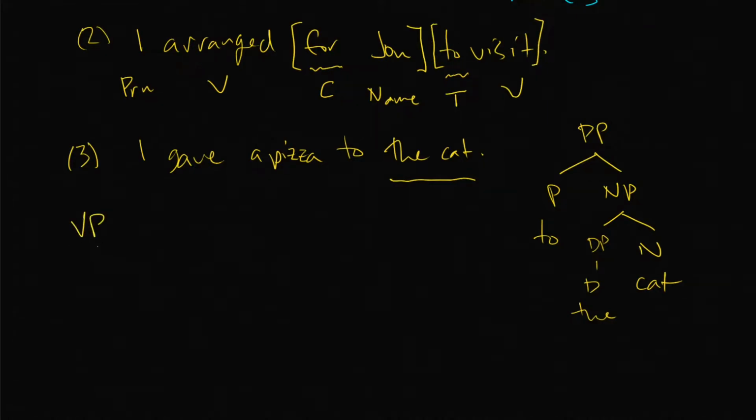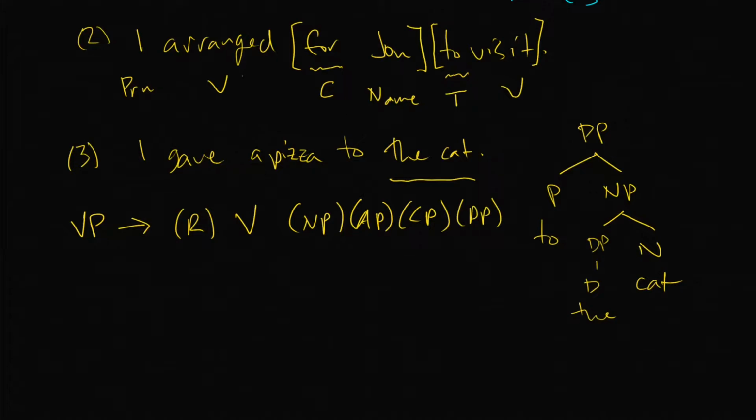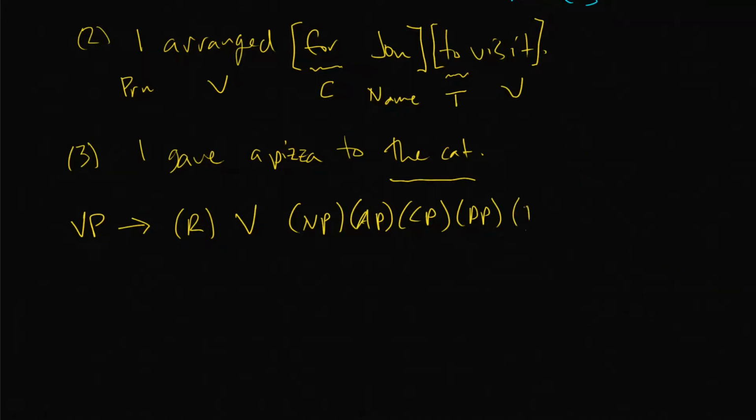This would require modifying our VP rule, which currently has an optional adverbial element at the beginning, and NP, AP, CP, and PP. If we wanted to say that arrange has two complements here, a prepositional phrase and a TP, we'd have to add TP to our verb phrase rule. That would mean that the structure of to would look like this.